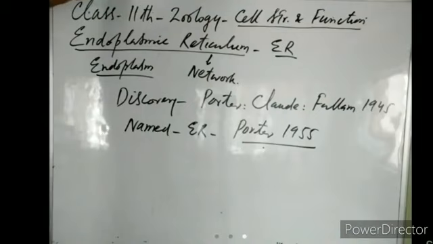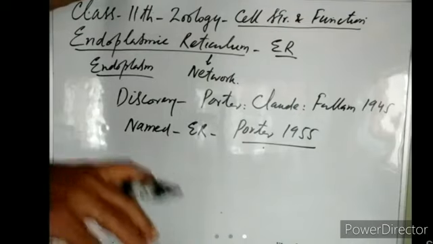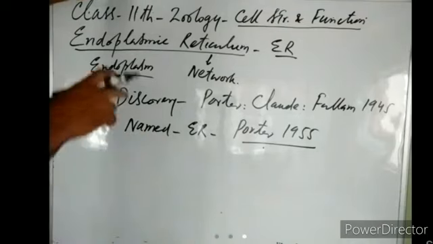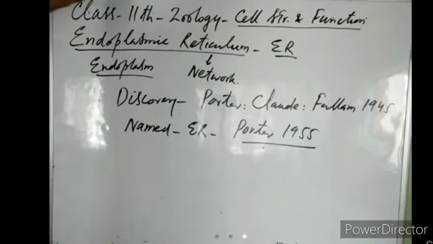Now you understand why it is known as endoplasmic reticulum. First of all, it is present in the endoplasm, deep within the cytoplasm, right? Around the nucleus. So it is located in the endoplasm. That is why we say endoplasmic. There it is in the form of a network around the nucleus. For that reason, it is known as endoplasmic reticulum, right?